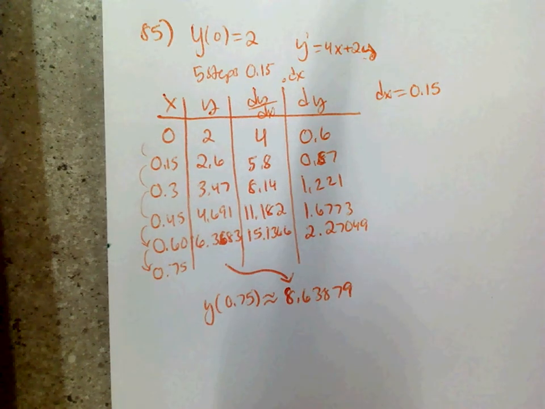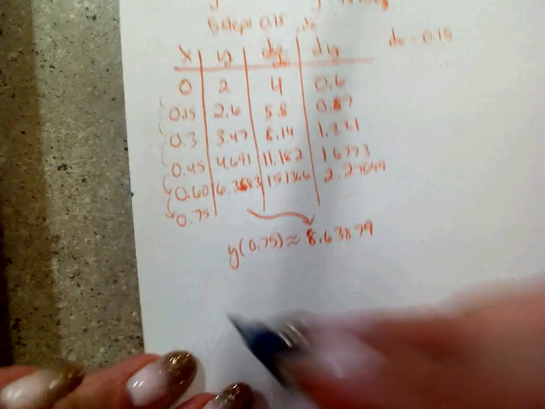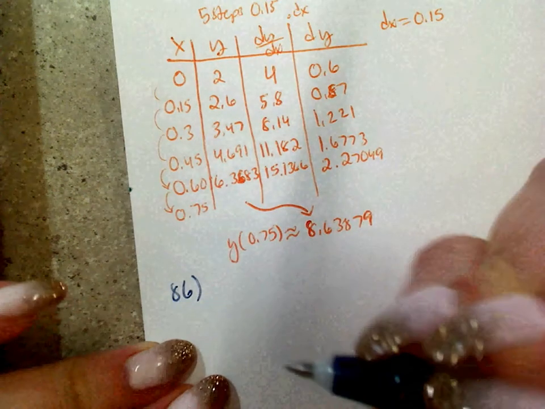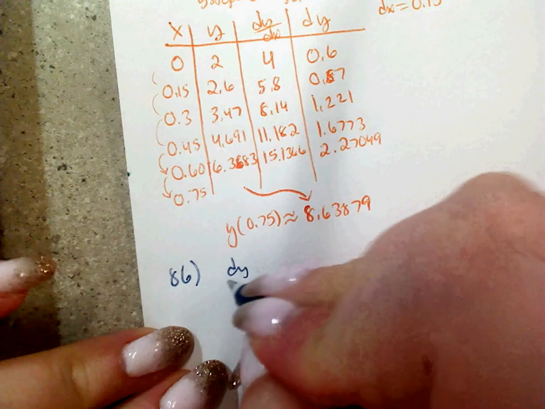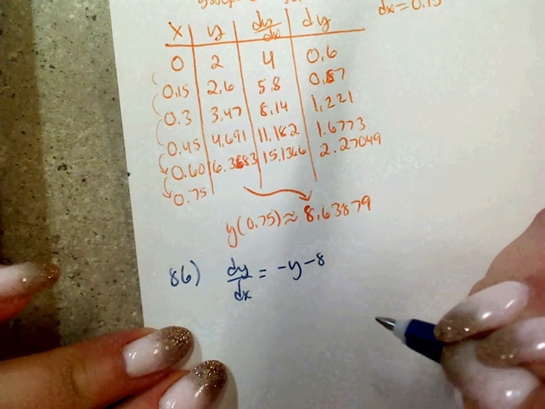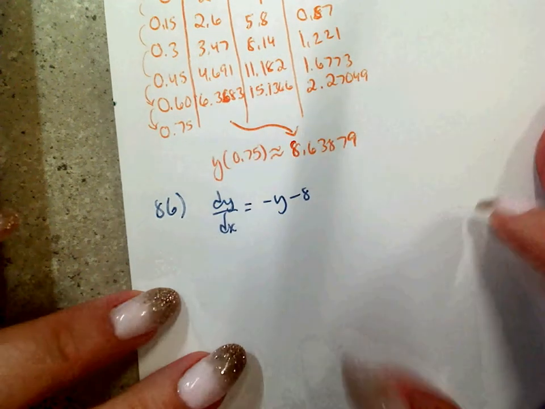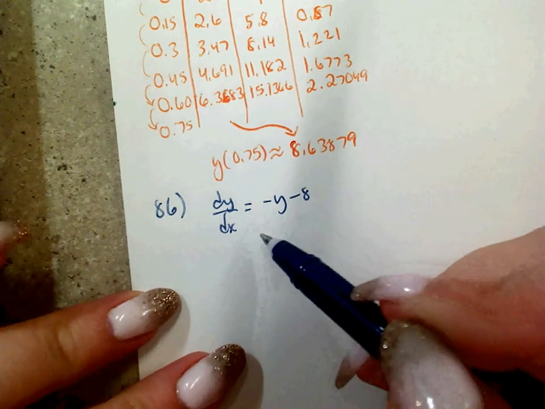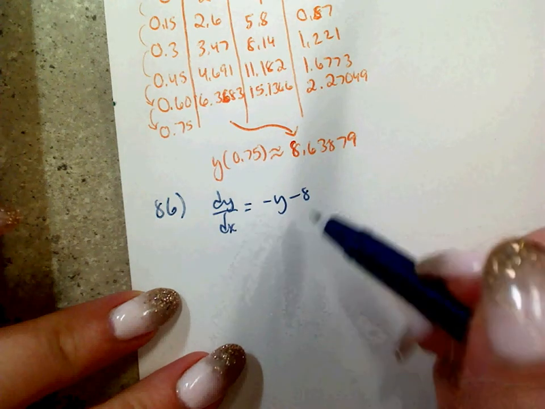86. Solve the differential equation dy/dx equals negative y minus 8. So just remember, the first step in a differential equation is separate the variables. You cannot add and you cannot subtract y over. You have to multiply or divide. In this case, I'm going to have to take it all in. So 1 over, I'm going to leave the negative.